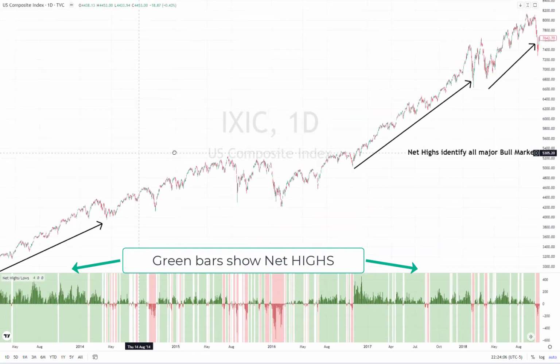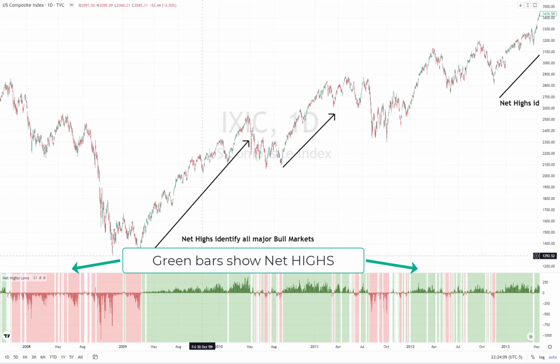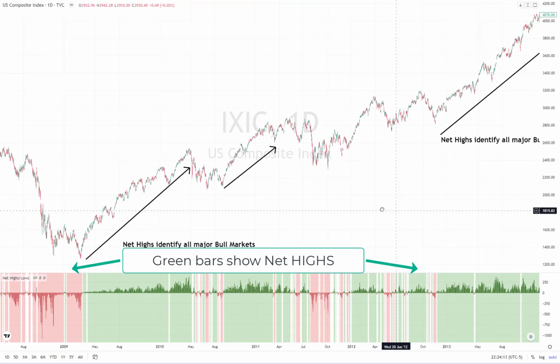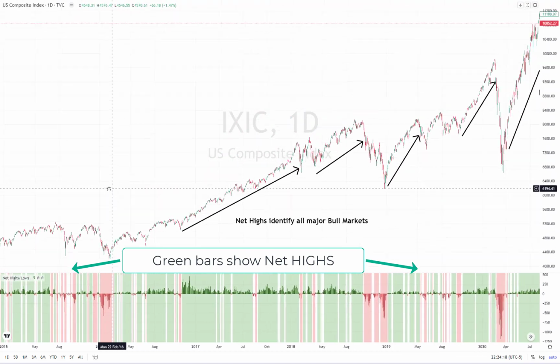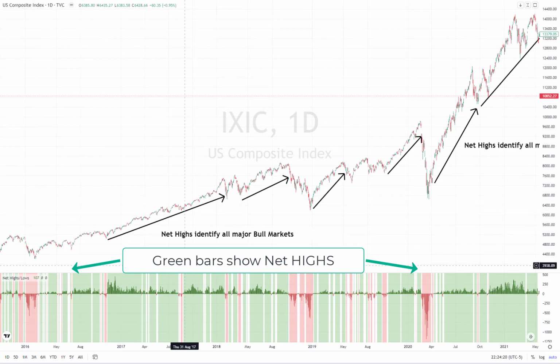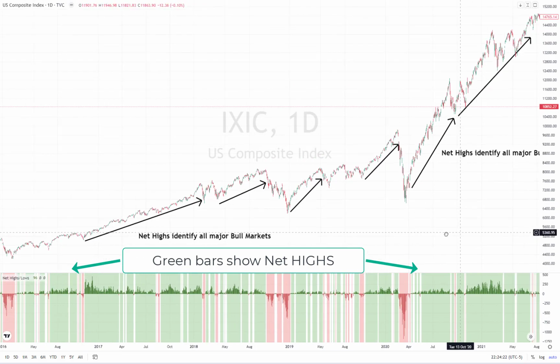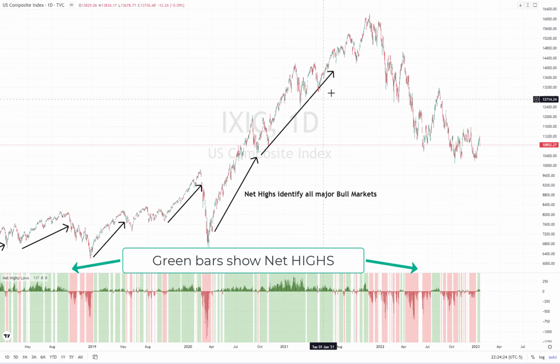Therefore, when you see net highs, in general, you have more stocks breaking to new 52-week highs, and that means there's a lot of conviction in buyers. This is very important because if you take a look back at different bull markets throughout history, like the post-financial crisis bull market, the 2013 rally, 2016, 2018, and of course the 2020 to 2021 bull market, all substantial bull markets and trends happen with net highs day after day on a continuous basis.